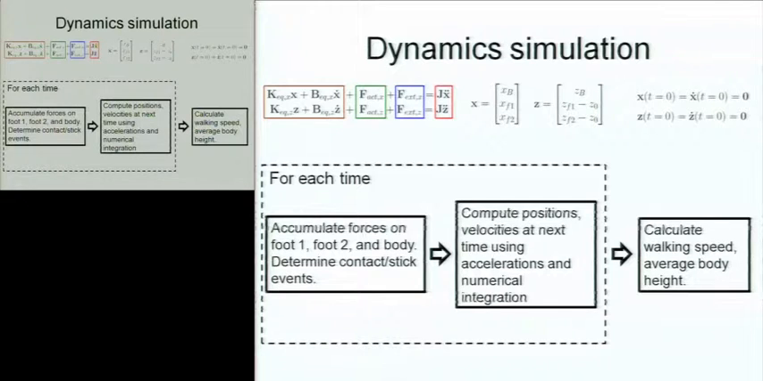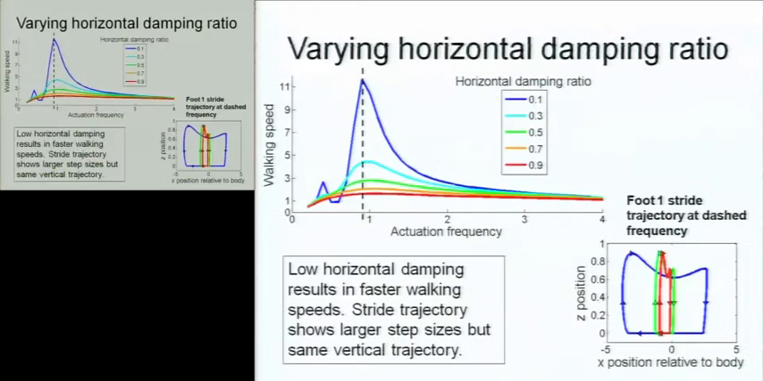There are several interesting trends in walking speed that result from varying the non-dimensional parameters of the simulation. First, if we vary the horizontal damping ratio, which is a non-dimensional measure of energy dissipation in the horizontal direction, we observe that low horizontal damping results in faster walking speeds. This trend is especially pronounced when the actuation frequency matches the horizontal natural frequency. This trend can be viewed in the stride trajectory of foot 1 at the dash frequency. As the damping ratio decreases, step size increases, which causes an increase in walking speed.